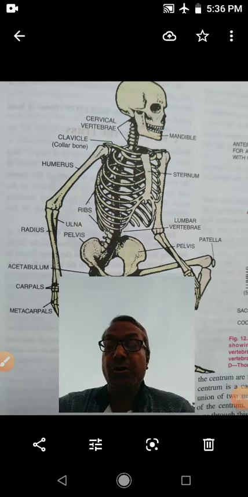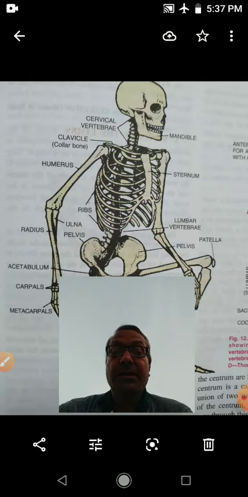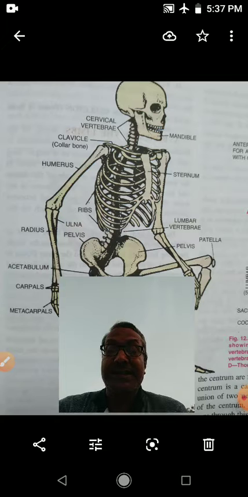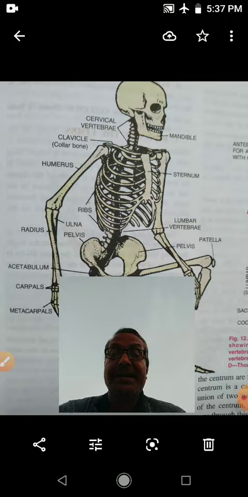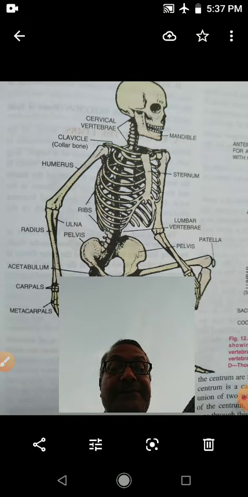Children, today I am going to teach you about the human skeleton. The human skeleton consists of 206 bones, including 3 very tiny bones which are found in the ear. The human skeleton has two main parts. There are two main divisions. One is the axial skeleton and the second is the appendicular skeleton.